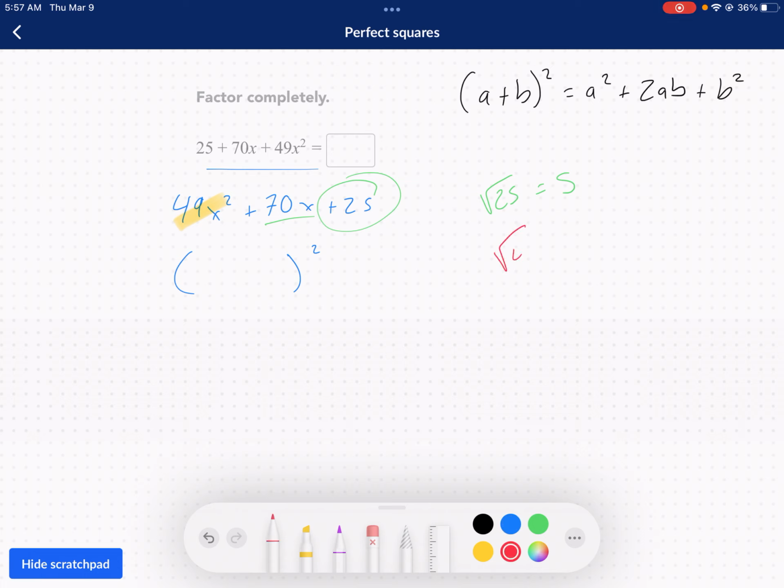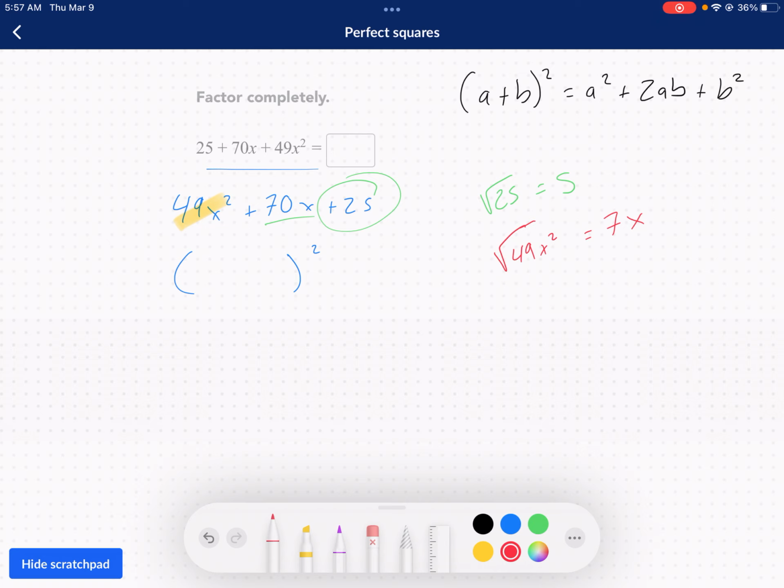So I take the square root of 49x squared. The x you should know. The x squared, you know it's going to give you x. 49 should give you 7. So if you just kind of take a 2-step course of action on that, it's not so bad.